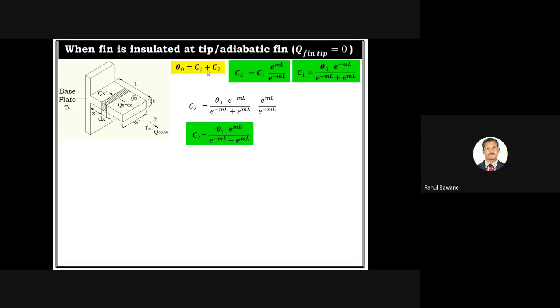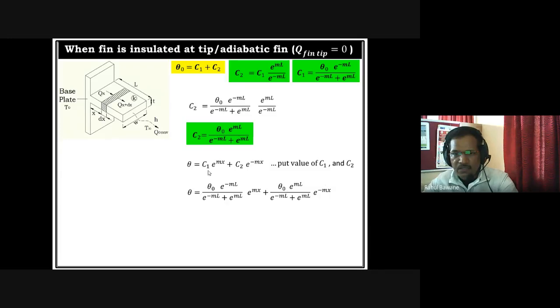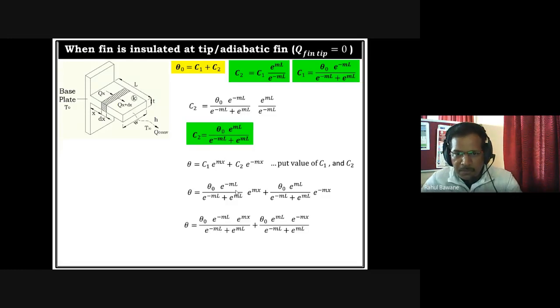Now we will put this C1 and C2 in our theta relation. So the generalized equation, theta equals C1 e raised to the power mx plus C2 e raised to the power minus mx. So we will put the value of C1 and C2 here. So theta becomes this one. After putting the value of C1 and C2, a huge equation is there. Now suppose I am multiplying this here, so it will be in the numerator. This e raised to the power minus mL will be in the numerator of this second term. So we have this equation.